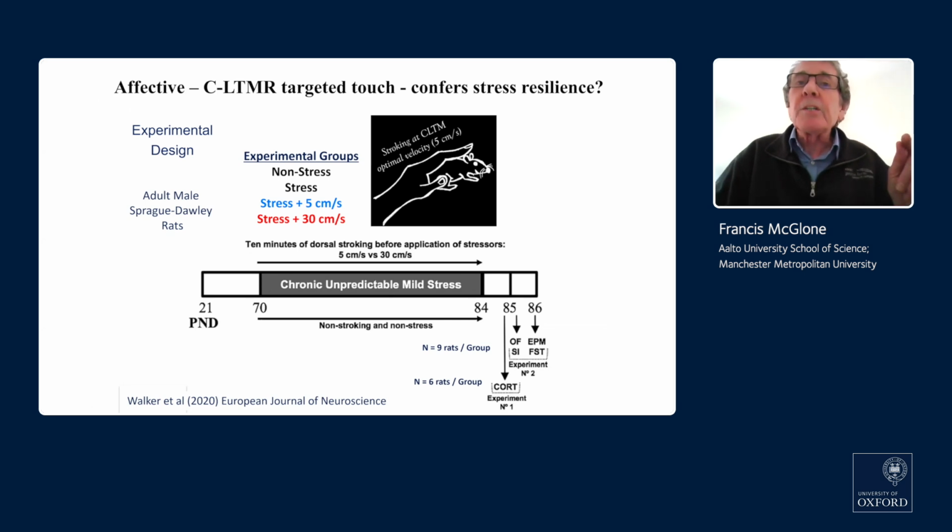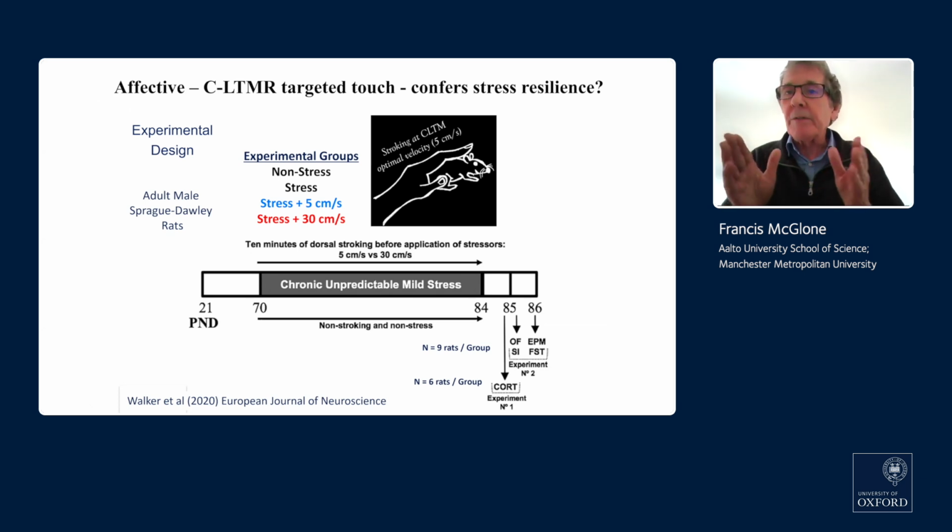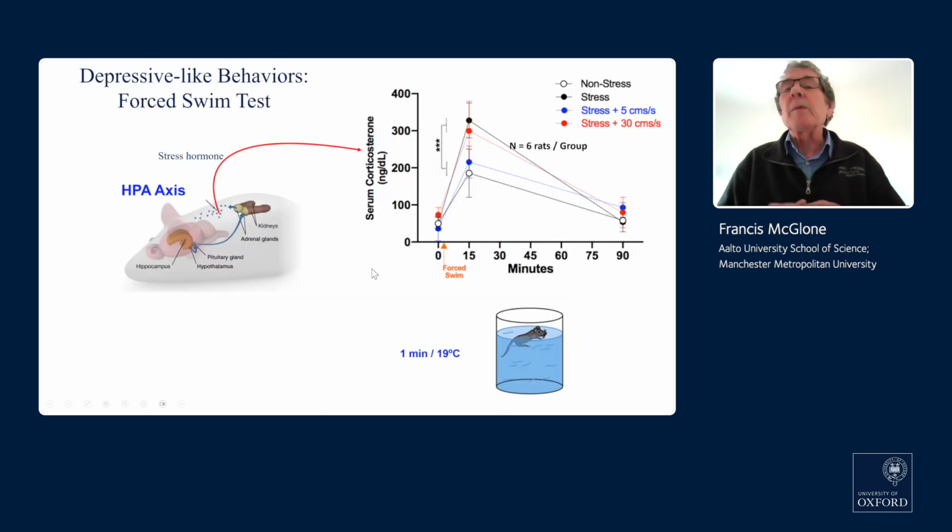For 2 weeks, for 5 minutes a day, you got the fast touch and slow touch rats. They were subjected to a chronic, unpredictable, mild stress paradigm. So a hectic 2 weeks, the smell of cats, light going on all over the place. The only intervention here is fast touch or slow touch. At the end of that 2 weeks, there were 2 separate experiments.